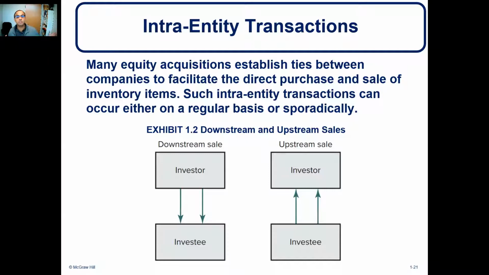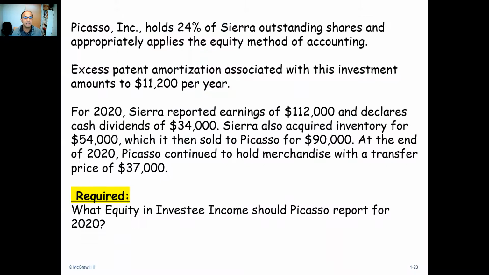If the parent company sold some inventory to the subsidiary, it goes from the investor to the investee. The transaction goes that way, we call it downstream sale. If the subsidiary made any sales of inventory to the parent, we call it upstream sales. So remember the difference between them, which is which direction the transaction is taking, parent to subsidiary or subsidiary to parent. And here's an example about this transaction.